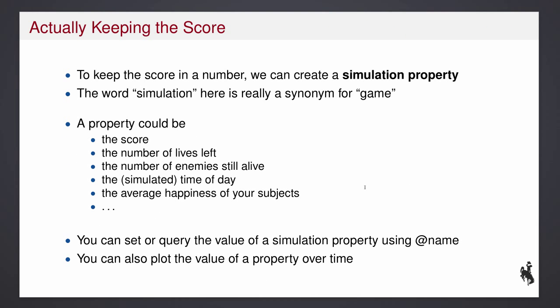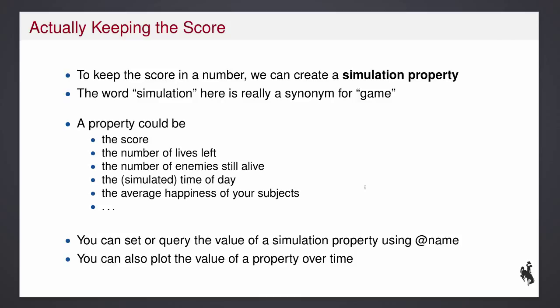If we wanted to keep score, what we could do is do something global, and that's called a simulation property. That's the name of it, okay? The word simulation there is really the same thing as game. So we have a global property, which we might as well call score, and it could be anything we want it to be. It could be a score, it could be the number of lives left in a game, how many enemies are still alive, the time, all sorts of things, okay? You know, this is just any kind of global characteristic that you're interested in keeping track of.